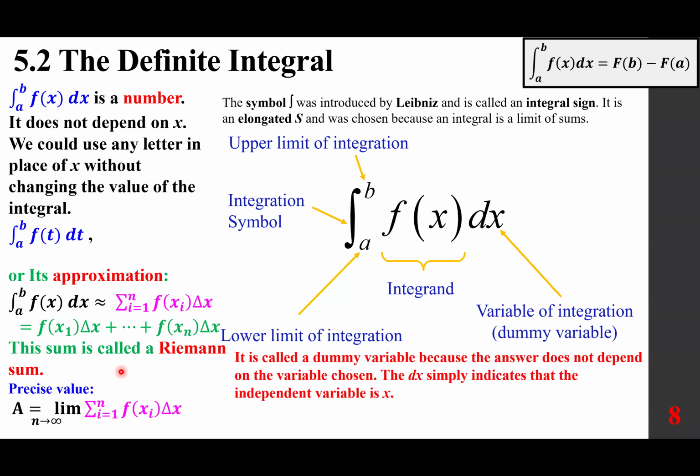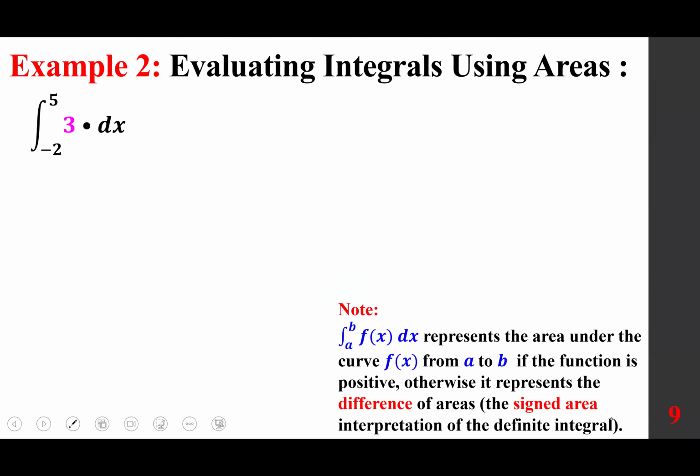And the precise value, which gives you the area under the curve if the function is positive, is the limit as n goes to infinity of the summation i going from 1 to n of f of x i delta x. And now, what's important to understand, the area is this limit, but it's easier to use the fundamental theorem of calculus. So we're going to look at a couple of examples and use both of them.